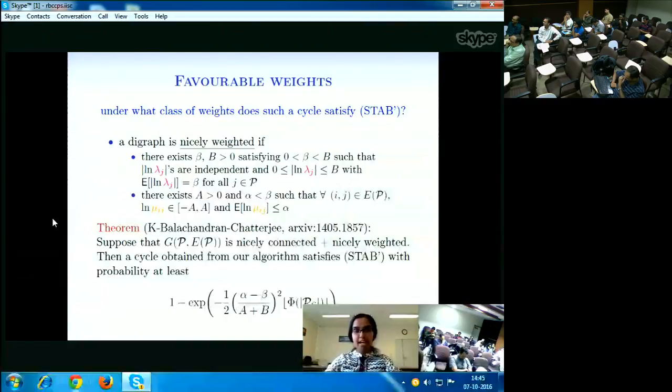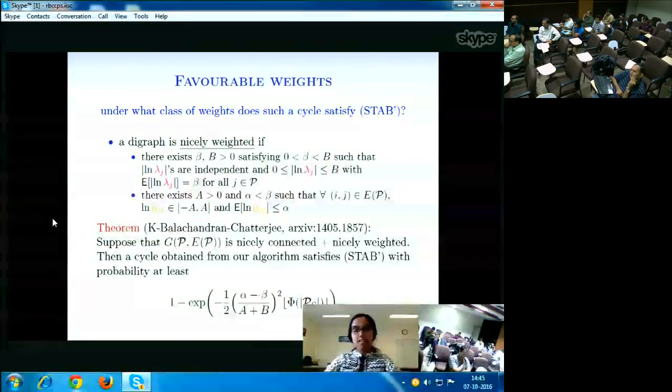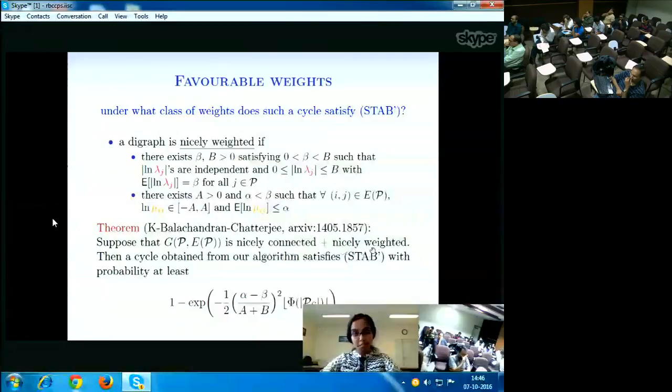For that purpose, we define a digraph to be nicely weighted if the vertex weights and the edge weights satisfy certain bounds which are given in these two bullets. In particular, they come from some interval and they have some bounds on their expected values. So essentially we are putting uniform bounds on the vertex and edge weights. This is no loss of generality because we are dealing with finite graphs. Now, if a digraph, in addition to being nicely connected, is also nicely weighted, then a cycle obtained from our algorithm satisfies this condition with probability at least this much.